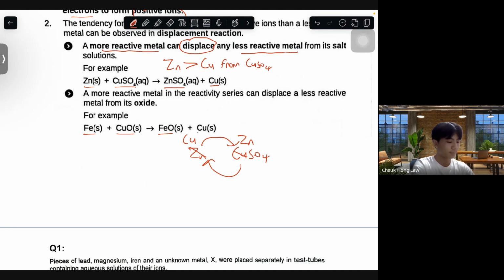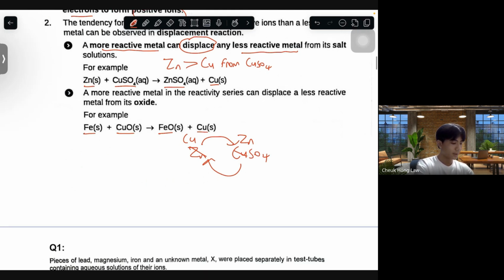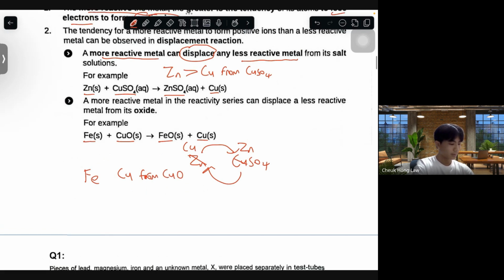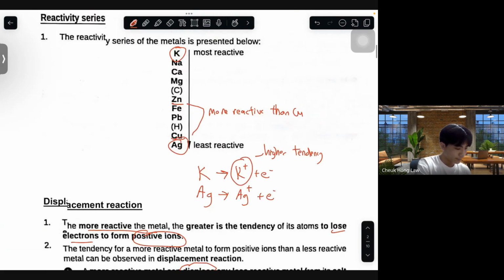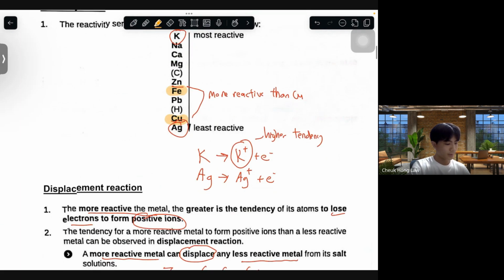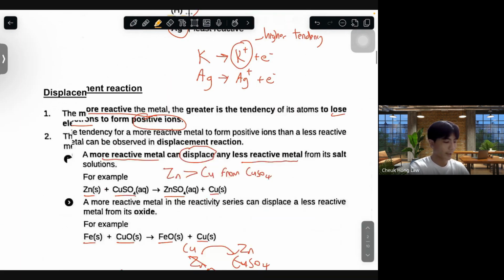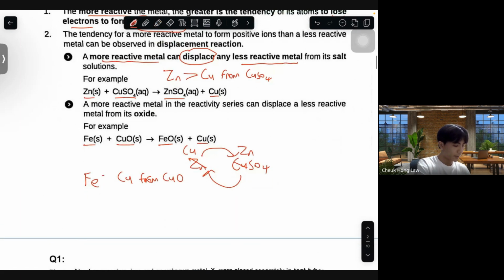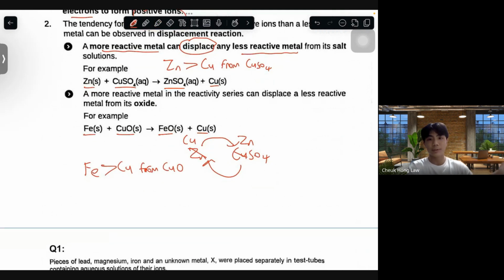All right, then let's look at the second example, which is iron plus copper 2 oxide to give you iron 2 oxide plus copper. So the two metals we are comparing here are iron and copper. This copper is from copper 2 oxide. Iron is here and copper is here. Iron is above copper, so it's more reactive than copper. That's why it's able to displace copper from copper 2 oxide.